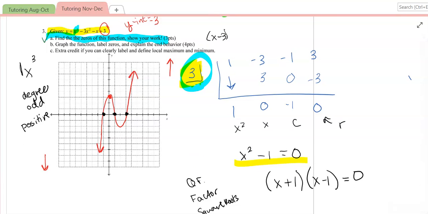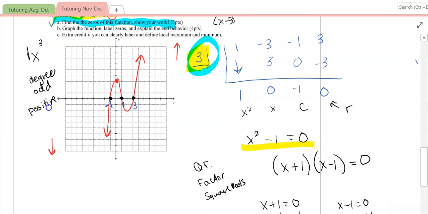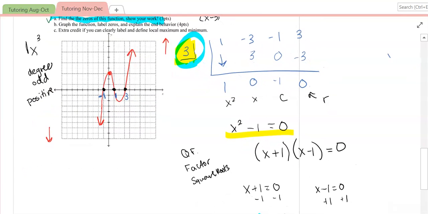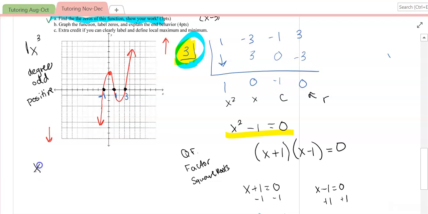So I graph the function. I want to label my zeros. So my zeros are happening at -1, 1, and 3. And I put dots there to prove that, hey, I'm saying those are exact points. And then explain the end behavior. So using mathematical notation, I'm going to say as x approaches infinity, that means as x gets bigger and bigger, I'm looking at this part of my graph, y also gets bigger and bigger. So y also approaches infinity.